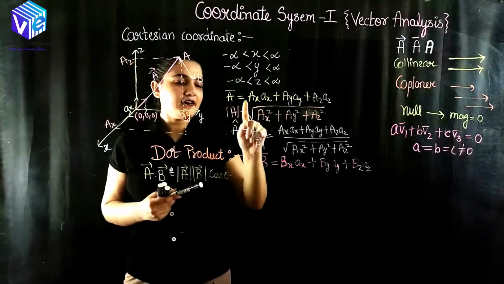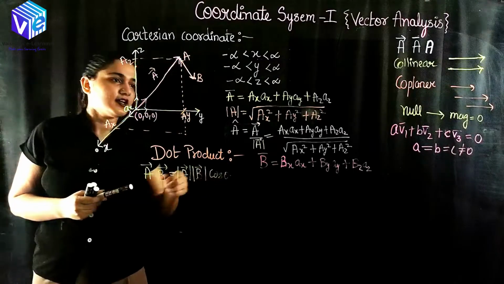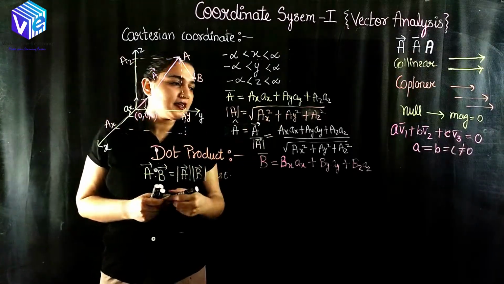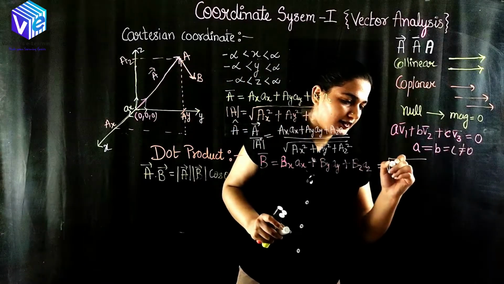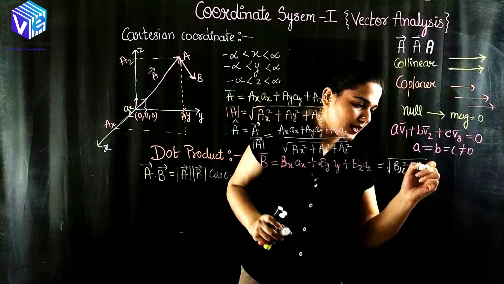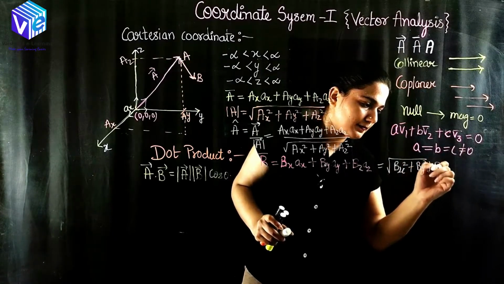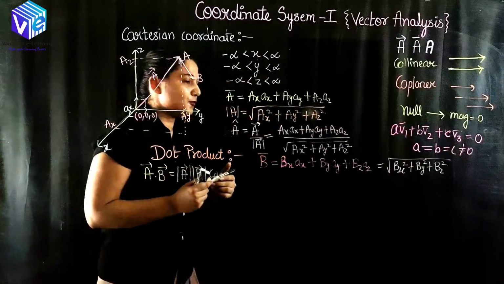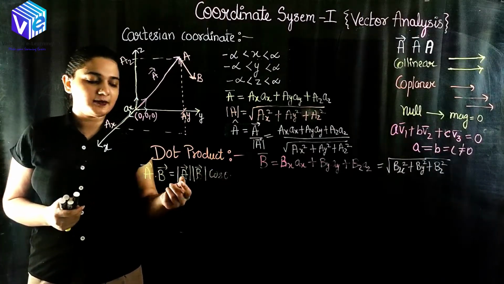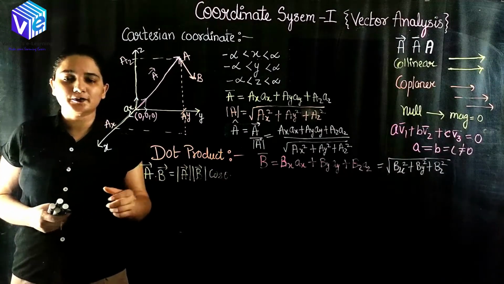Now if I have here A vector and B vector, magnitude of A is this, and magnitude of B will be under root bx square plus by square plus bz square. So now these both magnitudes are multiplied with the cos of theta. Theta is the angle between them, so it will give me the dot product.